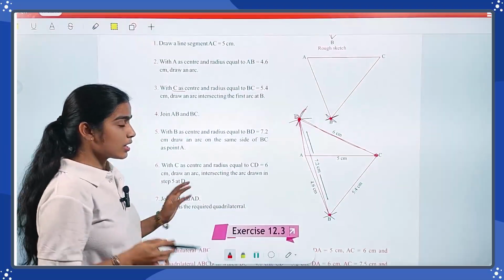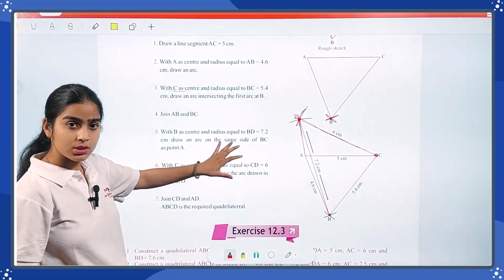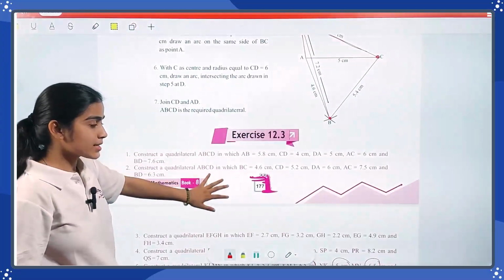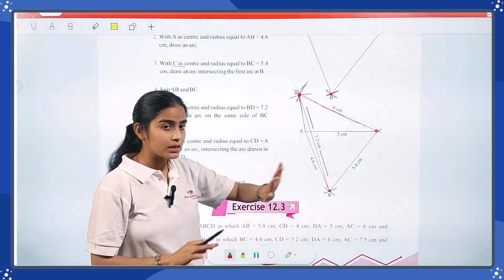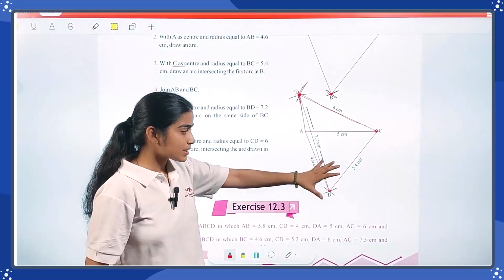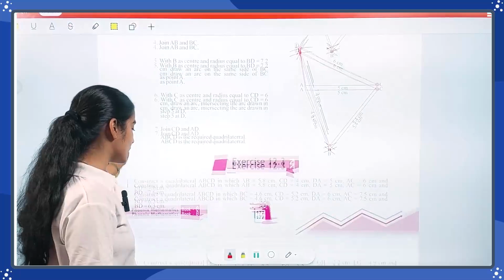So students, now what we conclude, okay, this is an example which we understood here. Now we have our exercise questions. We just have different values, nothing else. You repeat the same steps for these different values, you get your required quadrilateral.